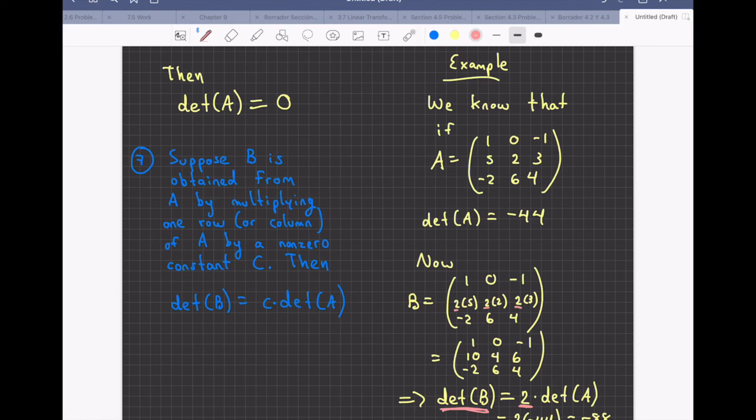You see, the effect that multiplying one row or one column times a constant has on the determinant is to multiply the determinant times that constant. Okay, again, only one row or only one column, not the whole matrix.